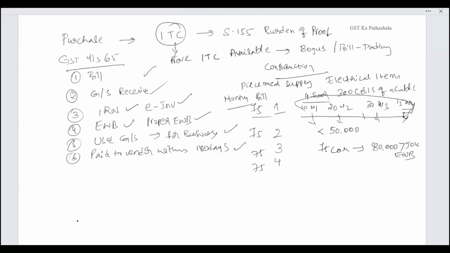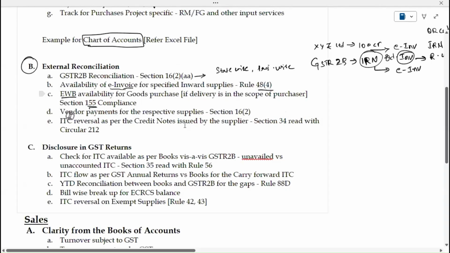Payment to vendor within 180 days. Yes, I can prove that. Then I can claim my input tax credit. These are the compliances which may be required for GST audit purposes: vendor payments, then ITC reversal as per credit notes issued by the supplier. Section 34 says that whenever a credit note is given and the supplier reduces his output tax, the buyer has to reduce his input tax credit. So there is a requirement of a statement as per Circular 212.